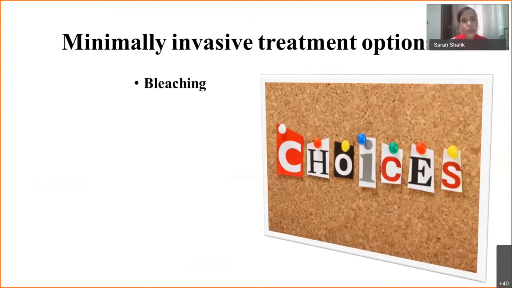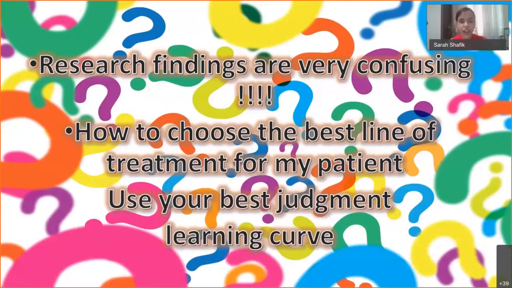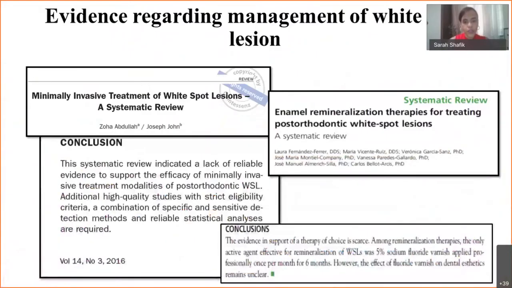So what are the techniques that we can use to deal with the white spot lesion or improve its color? It's either bleaching, microabrasion, remineralization, resin infiltration, attapulgite seal, or a combination therapy. By combination therapy I mean that you can combine one or two, two or three even, of the above-mentioned procedures. The research findings regarding the evidence of treatment of white spot lesions are actually very confusing, because you're not going to find the best practice or the best thing to deal with those lesions. And as we know, everything has a learning curve.